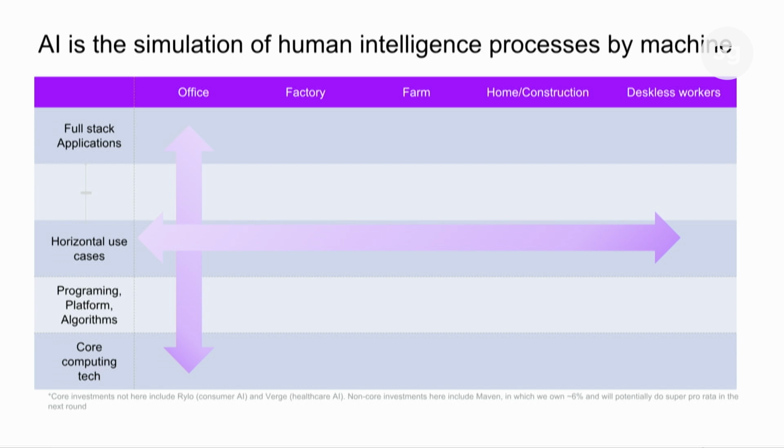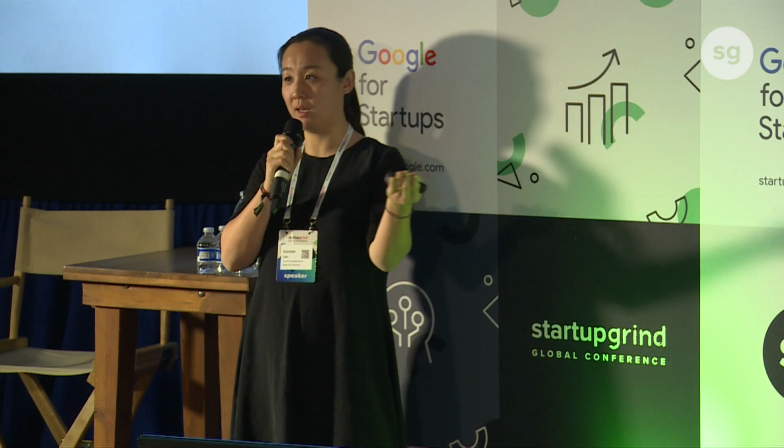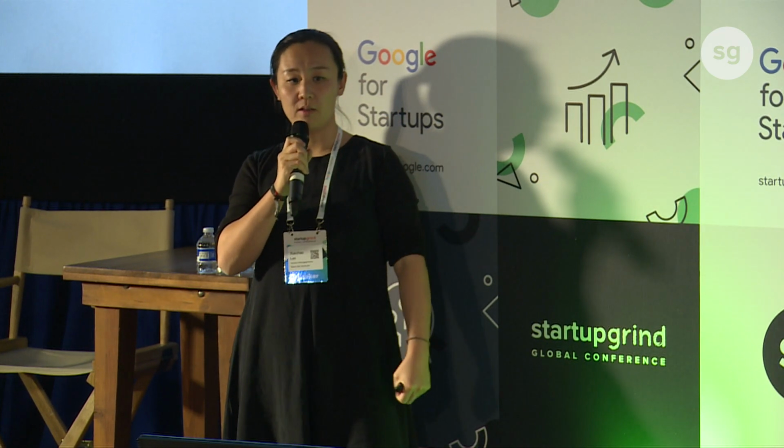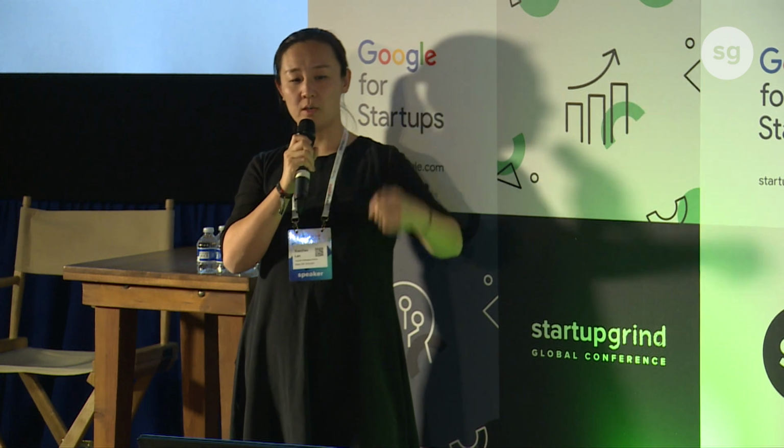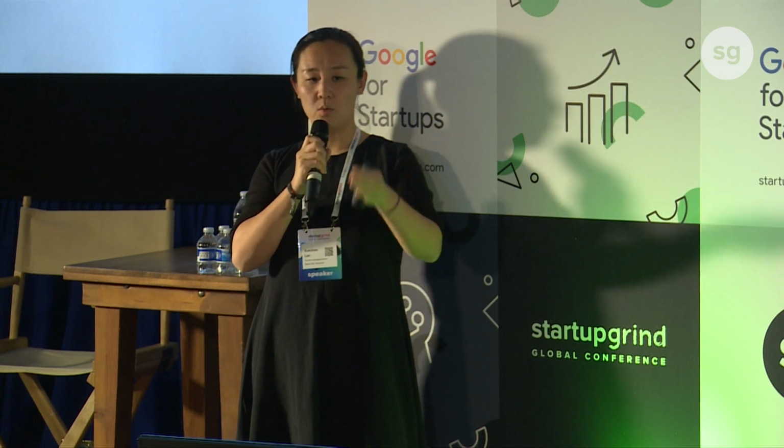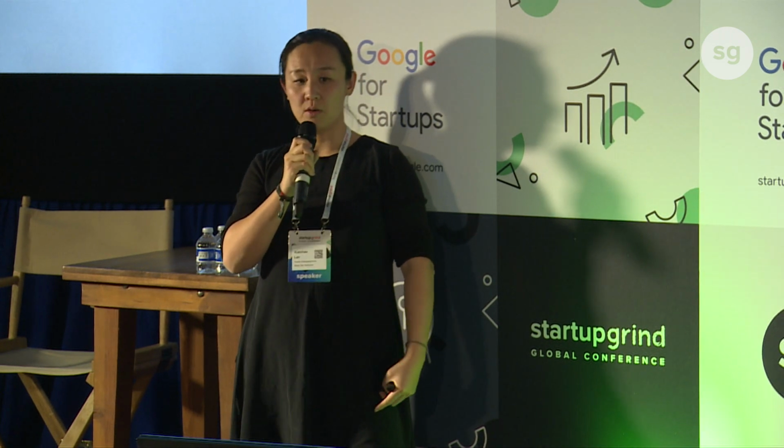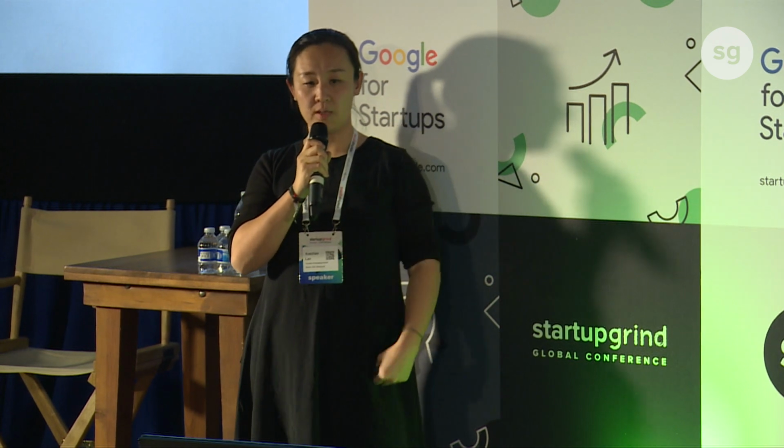On the application layer, we specifically look at two things. One, there are some horizontal use cases. These are companies that design products or programs that will be applicable to many, many industries and verticals. And there are full stack applications, which are only specific to one or a few verticals. So we do investing across the spectrum of these.